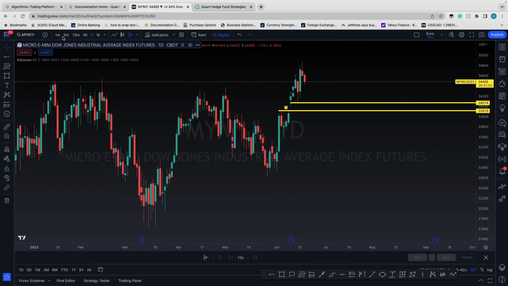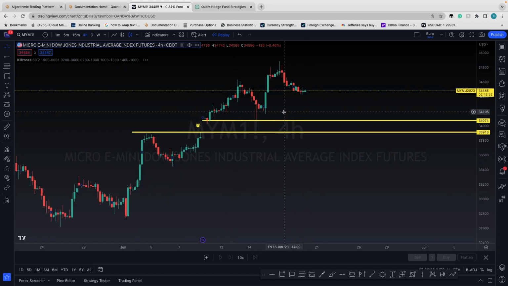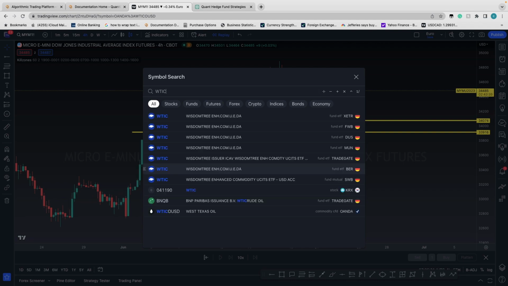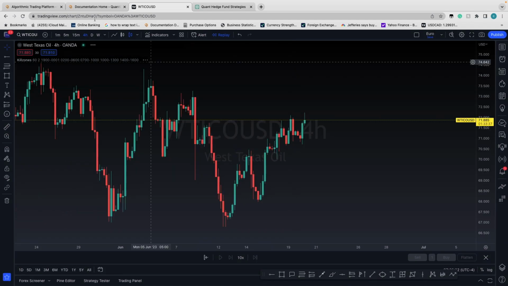And what would I look for? Again, I'll look for a break below 4-hour swing lows, which would likely come in the way of us just getting below this swing low. The next thing we'll look at is copper. But before we get to that, let's quickly look at West Texas crude oil.